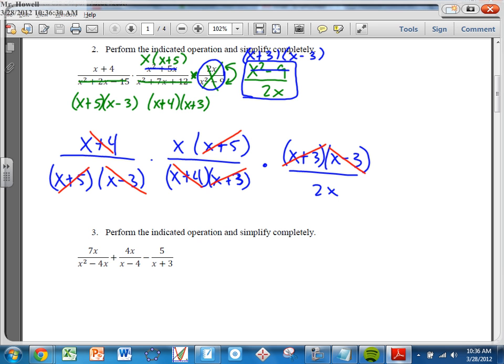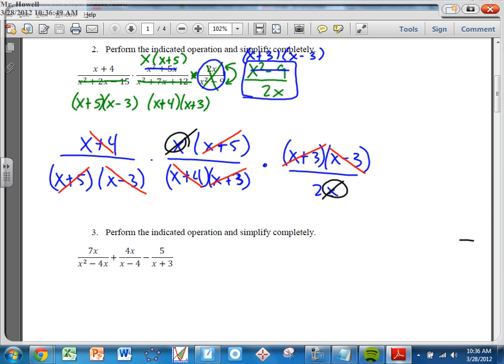The x cancels. Look, guys, be careful. This x here cancels with this x right here. I thought that was a 1. Okay? But think about it. 2x is really 2 times x, which makes x a factor. This is also a factor, thus they can cancel.